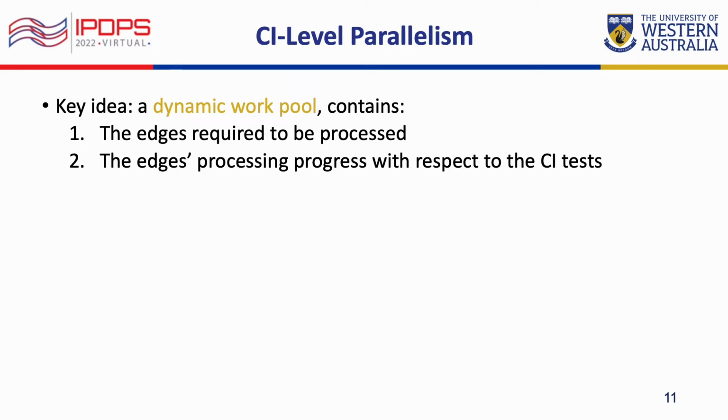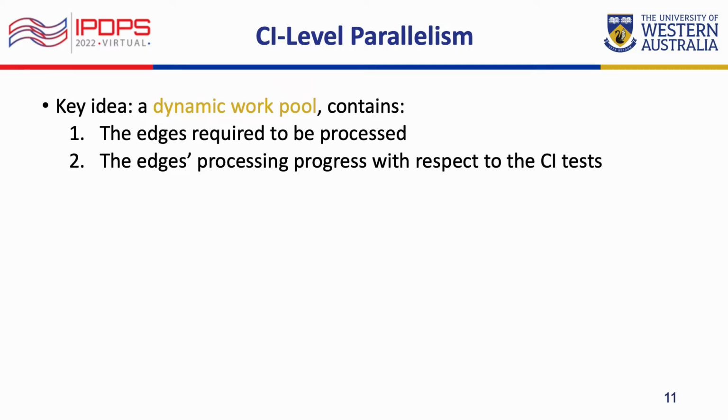First is about the CI-level parallelism. Our key idea is to use a dynamic work pool, which contains the edges required to be processed and their processing progresses. Therefore, each time we can fetch multiple edges from the work pool, find the next group of CI tests of the edges through their processing progresses, and execute them in parallel. We will use an example to better understand the working progress of the CI-level parallelism.